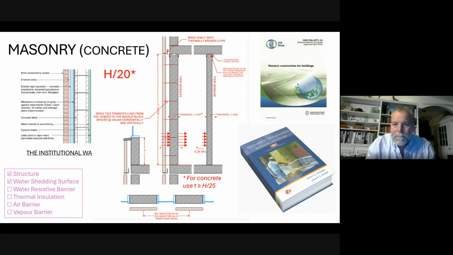I'm hoping you can see my cursor here, so that I can point to things. So within the masonry wall, the outer layer is the brick veneer, and that's the first layer that receives the wind load. When the wind blows on the building, it hits the brick veneer first. That load gets transferred back to the backup wall through brick ties. So the masonry veneer is connected to the backup wall at a close spacing of somewhere in the 400 to 600 millimeter grid.